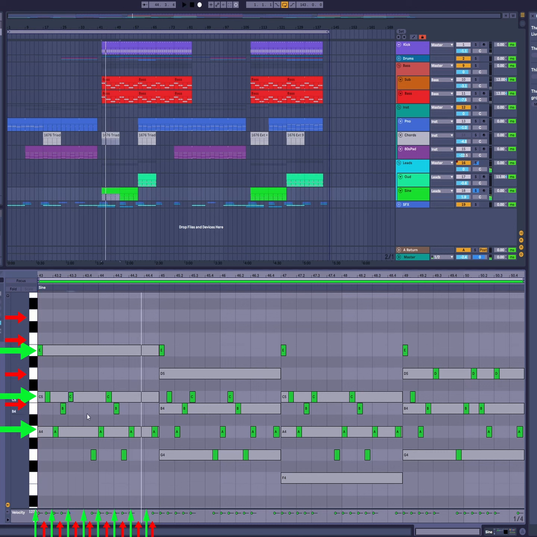But what happens here? The chord moves, but our melody doesn't. What does that sound like?